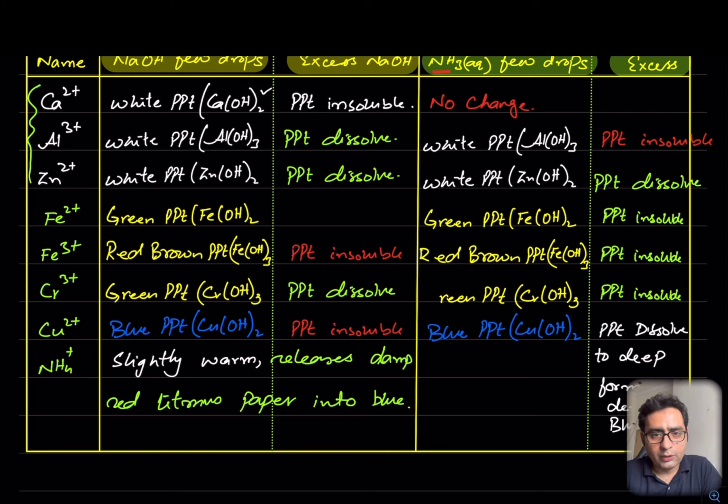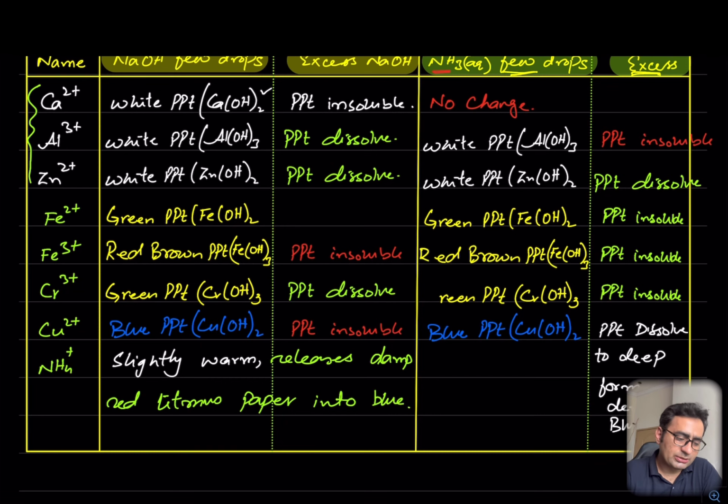And we can further test for aluminum and zinc 2 positive by adding aqueous sodium hydroxide, first a few drops, then excess. In the first few drops, aluminum and zinc will give white PPT, but the precipitate of zinc 2 positive will get dissolved in excess, while the precipitate of aluminum will remain insoluble. So here we can differentiate between aluminum and zinc. If you add excess aqueous ammonia and PPT dissolves, it means zinc. If PPT does not dissolve, it is aluminum 3 positive.